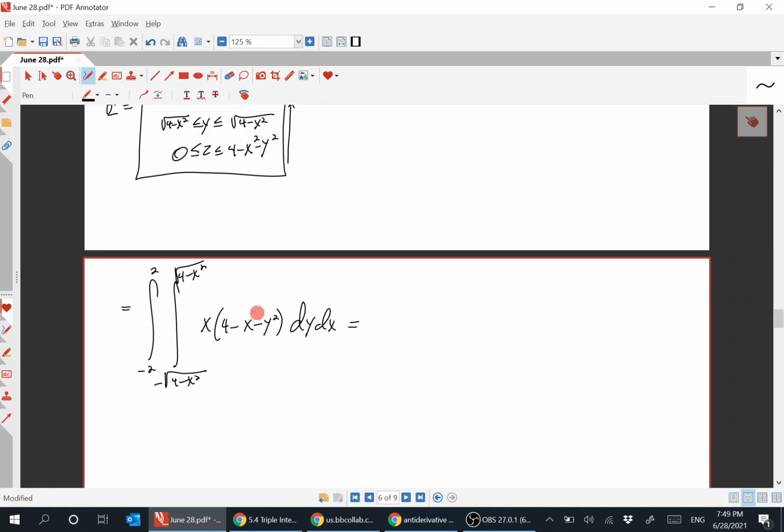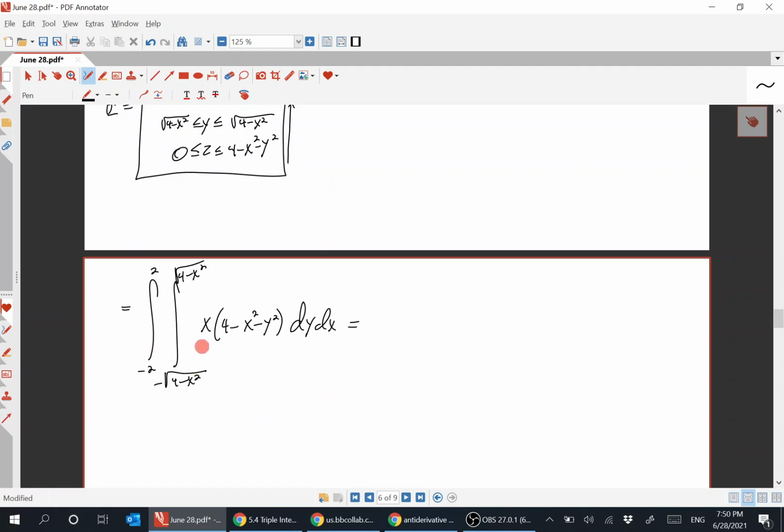I can do the antiderivative. There's 4x minus x cubed minus xy squared. If I did the antiderivative with regard to y, then what would I have to deal with? I'd be left with a bunch of terms of the form 4 minus x squared to the 3/2 power, or something like that. Those would require trigonometric substitutions, which we don't want to do.